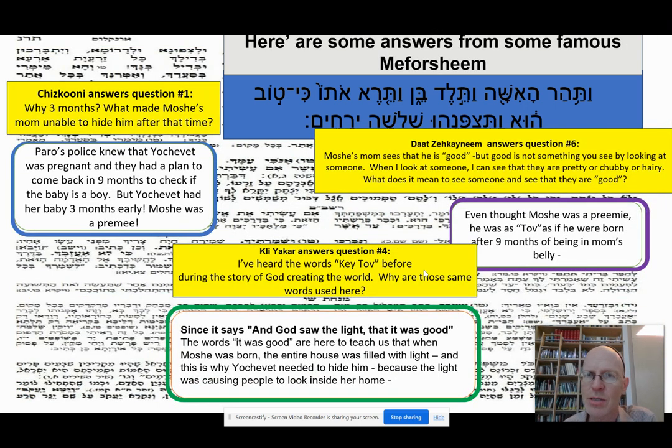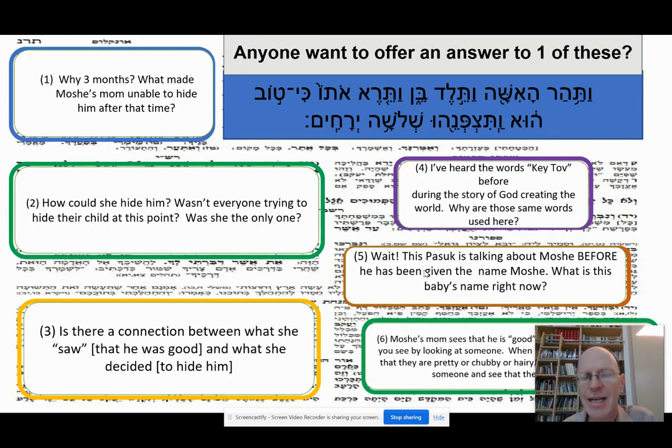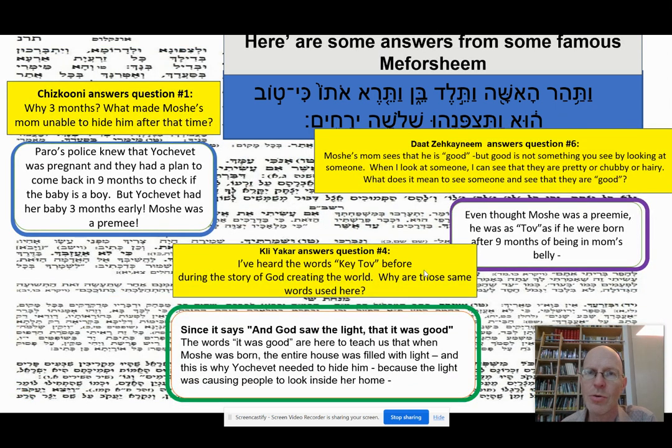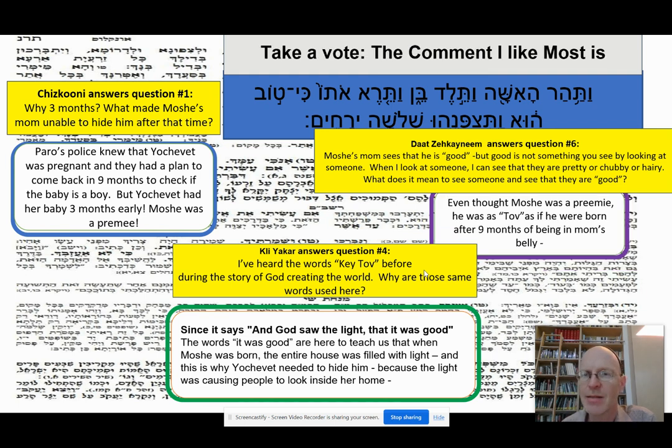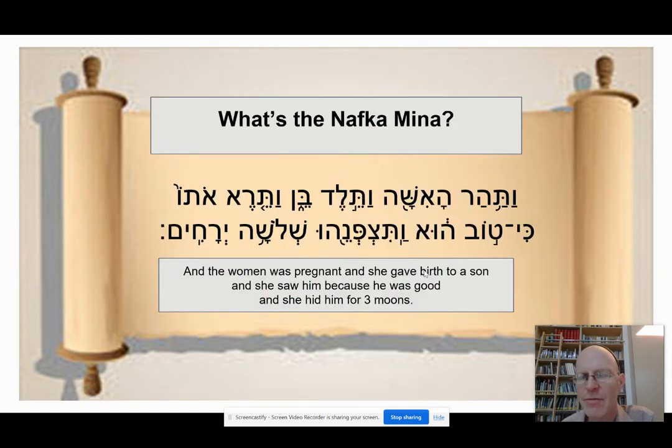And then here are some answers from some famous Meforshim. Now, technically, you don't really even have to go further than figuring out questions and who wants to answer. Does anyone want to offer an answer to those questions? That's pretty good. But then I'll always have maybe one or two of the famous Meforshim offer an answer to that question. So it's something that you can look at. Maybe you want to look at just one of those. But if you look at all of them, I have a take a vote: which commentator I like most is. And then a final opportunity.